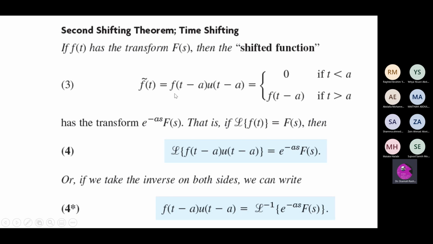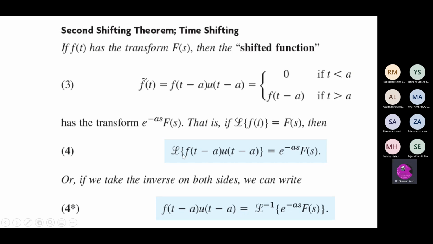This is a representation of the second shifting theorem, or time shifting, as you call it. I would like to shift the wave represented by f of t and start from a. So I replace t by t minus a and multiply it by the unit step function u(t minus the shift). So it will be 0 before, and the unit step function will be 1 after a, so 1 will be multiplied by this one.